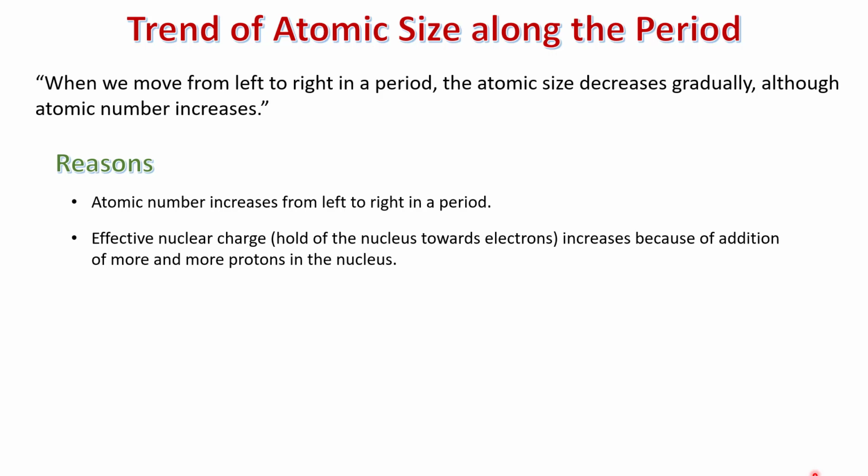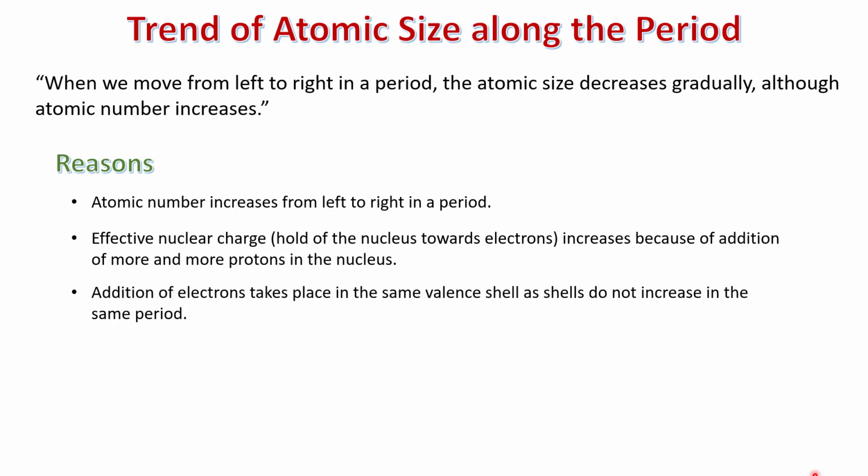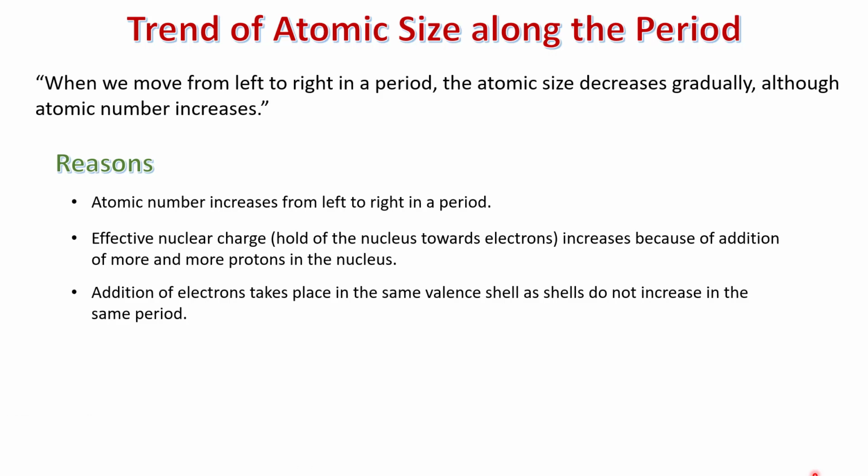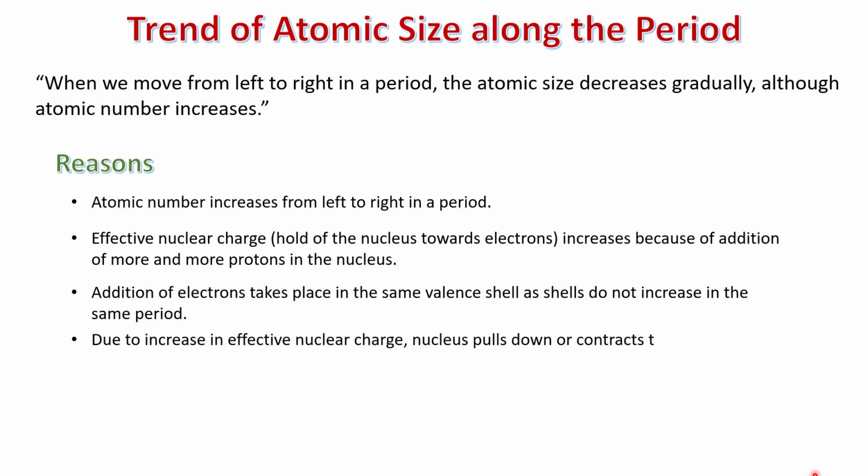You know that atomic number is equal to the number of protons. So when we say that atomic number increases, it means that the number of protons is increasing in the nucleus. Similarly, addition of electrons takes place in the same valence shell, as shells do not increase in the same period, because we know that the number of the period is equal to the number of shells.